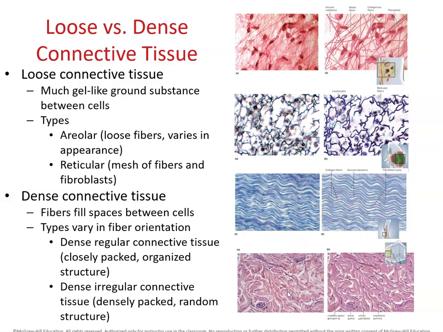We have two types of dense connective tissue. The first is regular, and in regular, all the fibers are going to be going in the same direction. They're going to have this parallel form. Oftentimes they'll be wavy-like. And then irregular dense connective tissue is more dense than the areolar or reticular, but it's similar to those in that the fibers are going every which direction. There's not a lot of structure within the tissue itself.